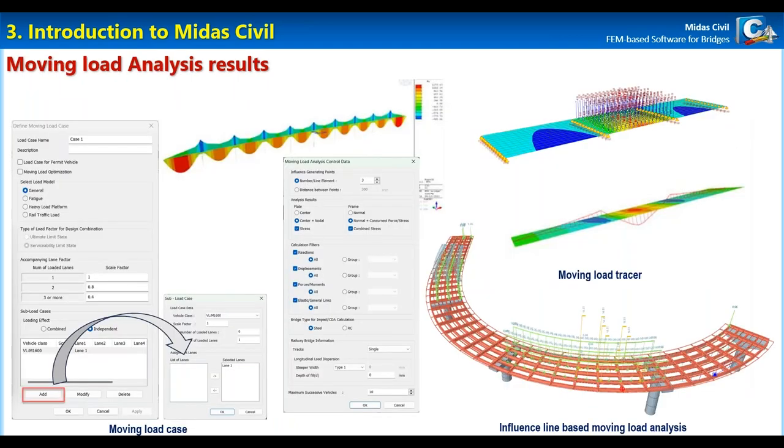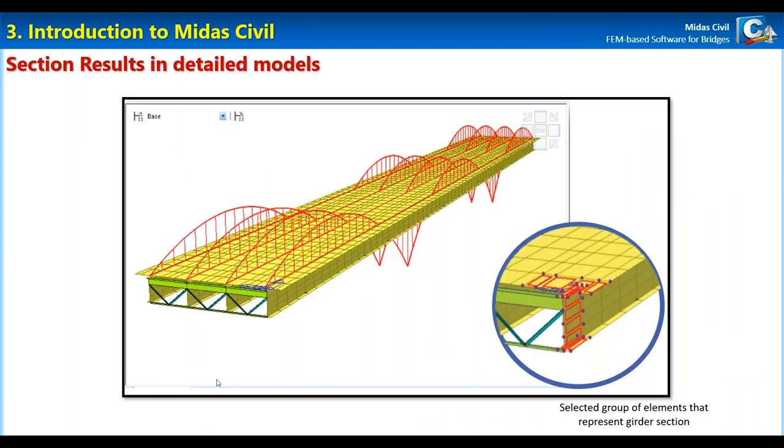The other powerful feature in moving load analysis is the moving load tracer. So you can have the position of the vehicle at each point when it's applied on the bridge. This feature also is really powerful in Midas Civil.